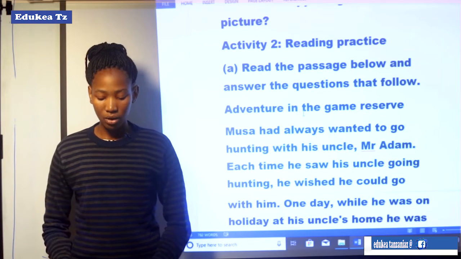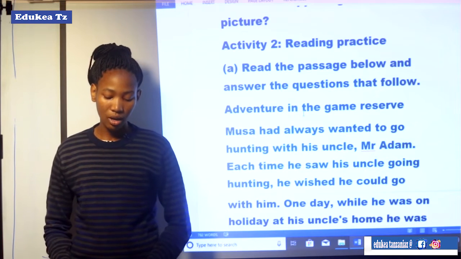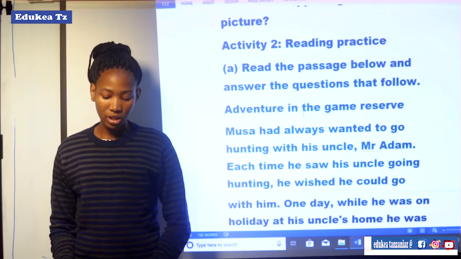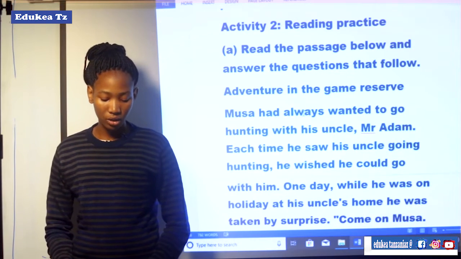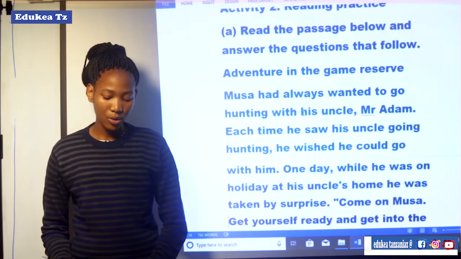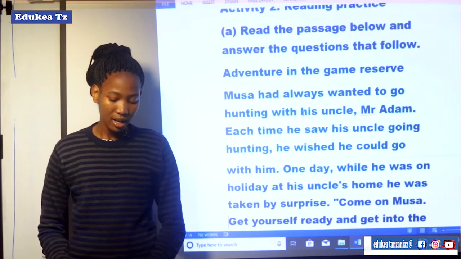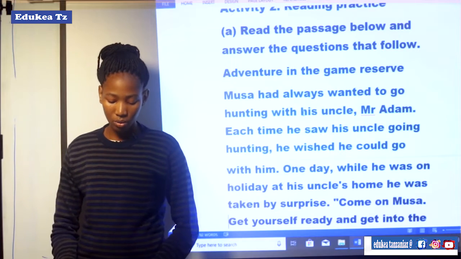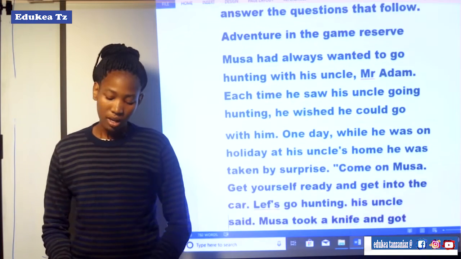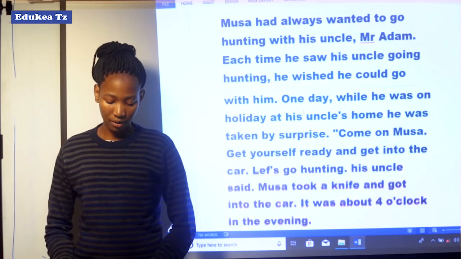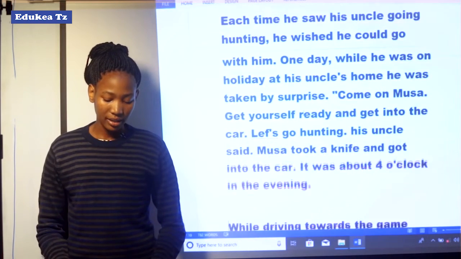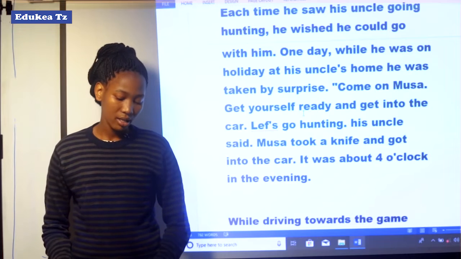Musa had always wanted to go hunting with his uncle, Mr. Adam. Each time he saw his uncle going hunting, he wished that he could go with him. One day while he was on holiday at his uncle's home, he was taken by surprise. "Come on, Musa, get yourself ready and get in the car. Let's go hunting," his uncle said.